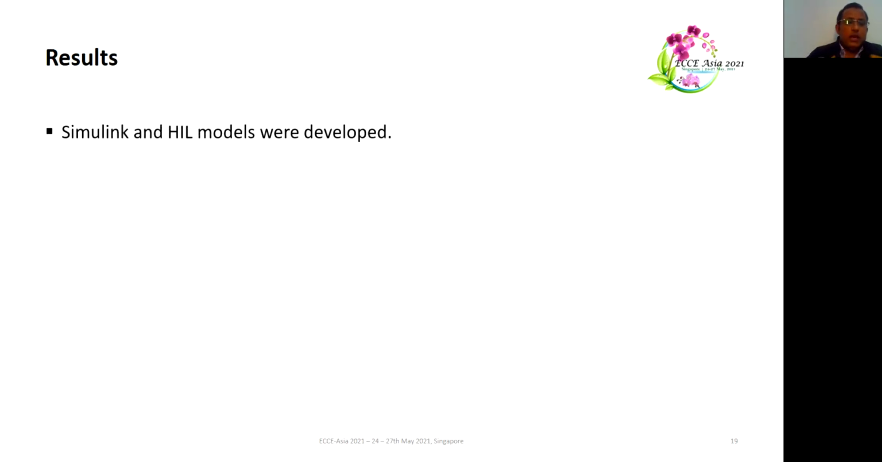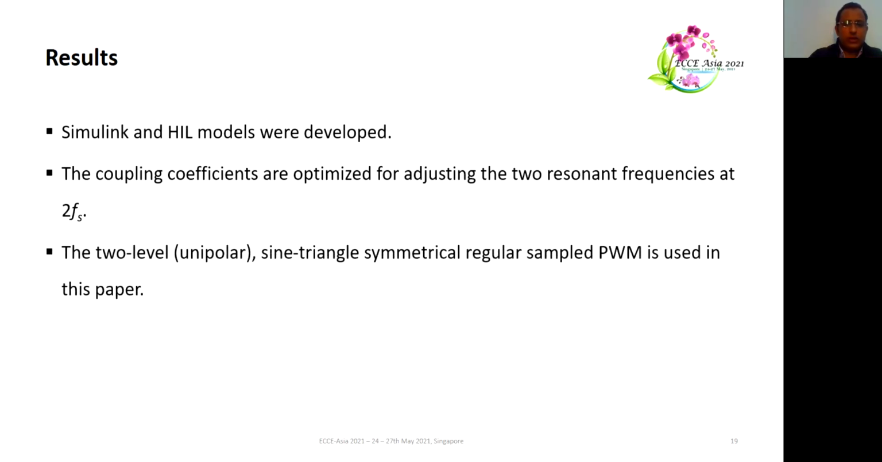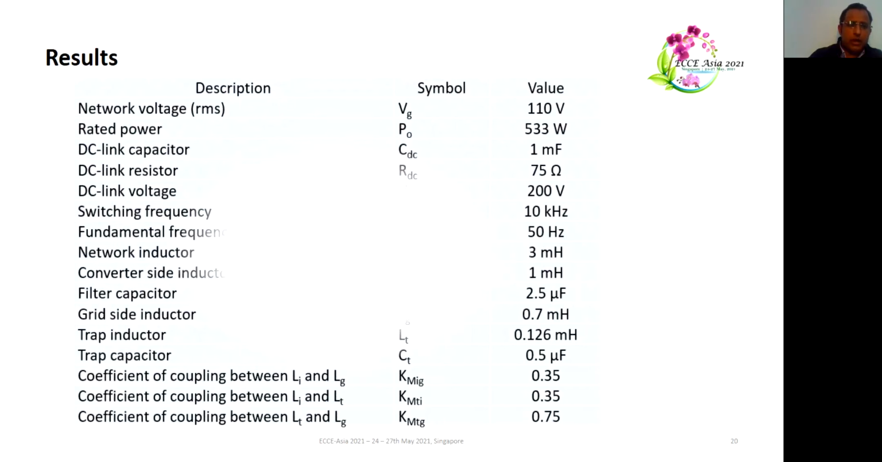Results. Simulation and HIL hardware-in-the-loop models were developed. The coupling coefficients are optimized for adjusting the two resonant frequencies, as we see, at the double switching frequency. The two-level sine triangle symmetrical regular sample pulse width modulation is used in this paper. Here are the values of the system parameters. All the system parameters are described here.